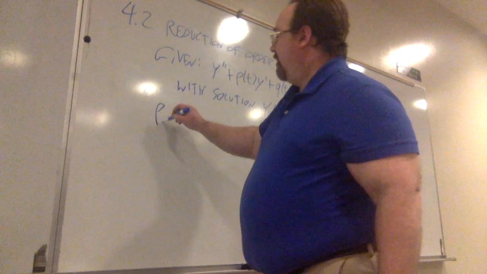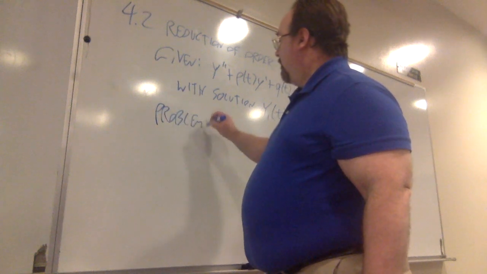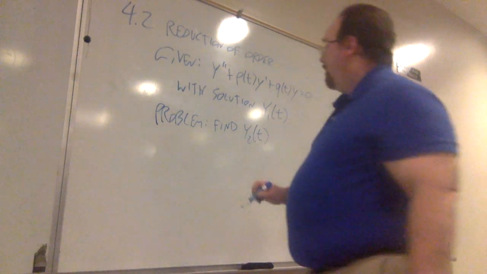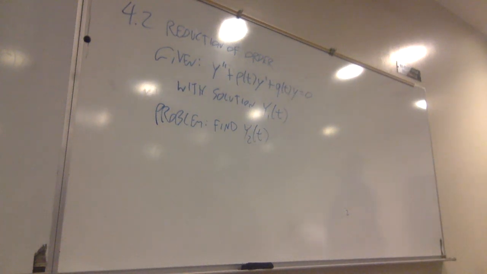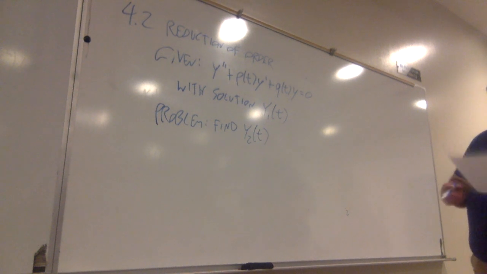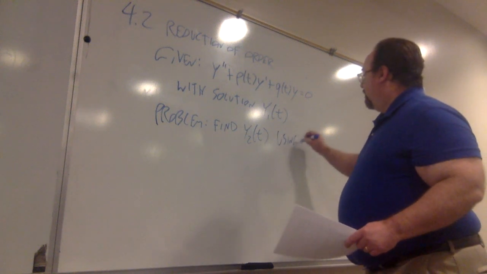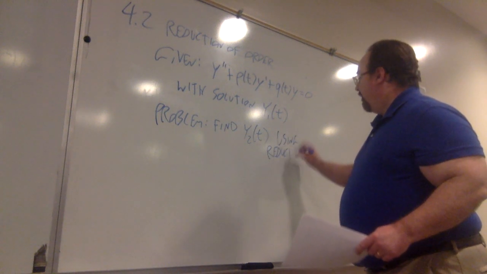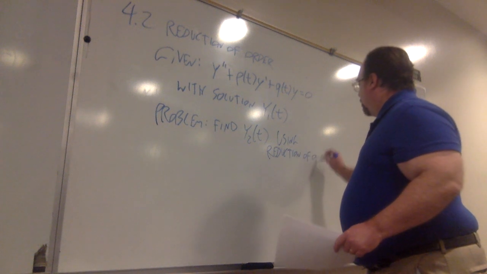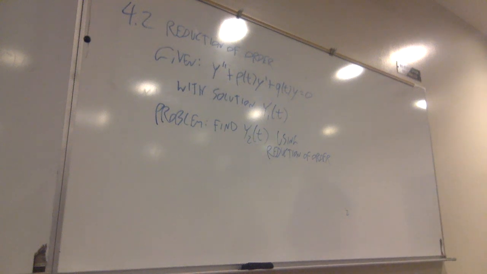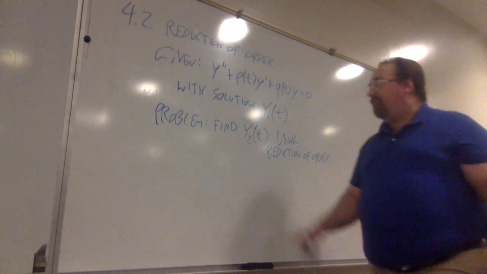What do you do? Well, your task is to find another solution, y2 of t. So in other words, you're given half of a fundamental set, and your job is to find the other half. And how you do that is this technique called reduction of order. I want to make sure to get to a solution formula for y2 before we finish today. Here's what you do, though.